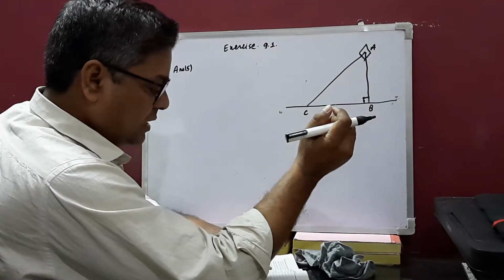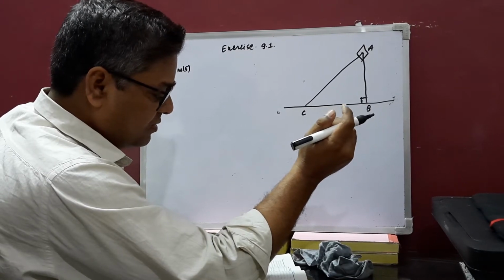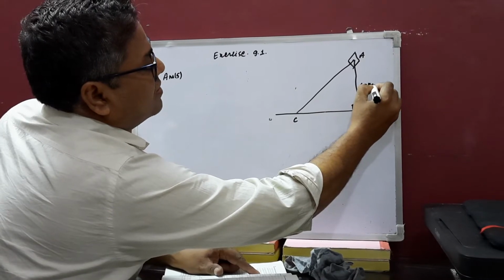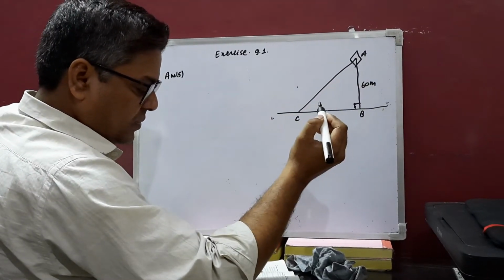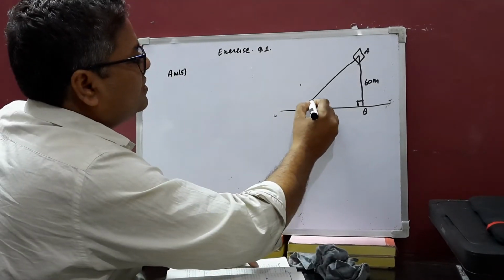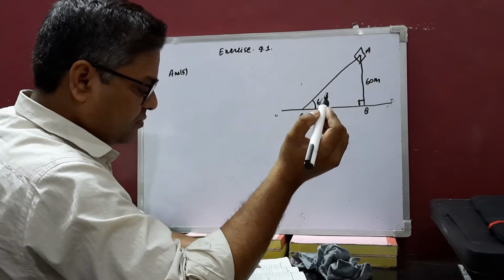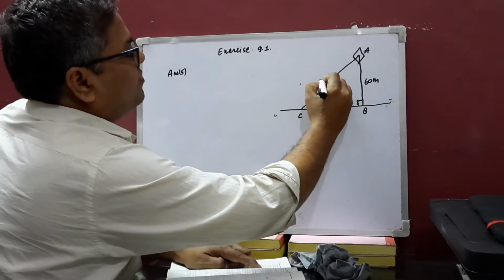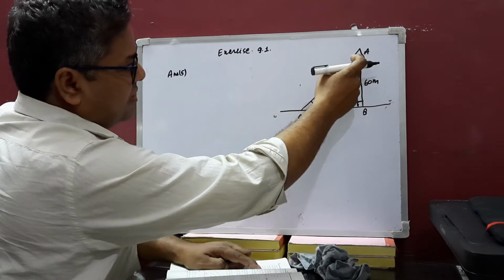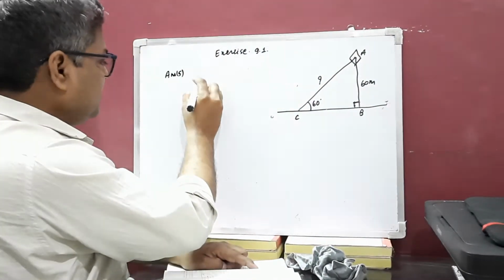Okay, this is the 60 meter. The kite is flying at a height of 60 meter. This is the 60 meter. The angle of elevation is 60 degree. Okay. We need to find the length of the string, and there is no slack. It means this string is almost tight.